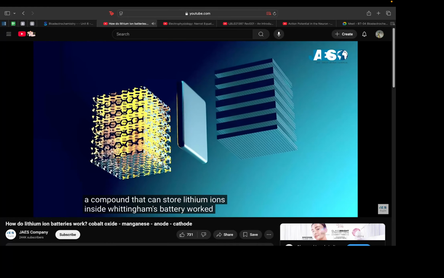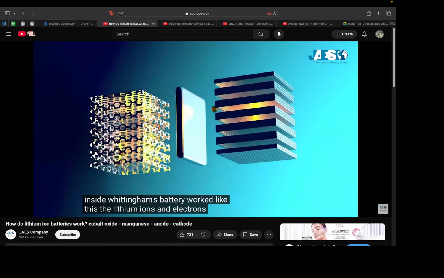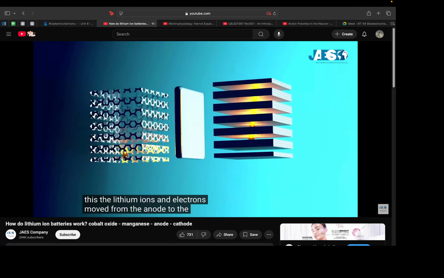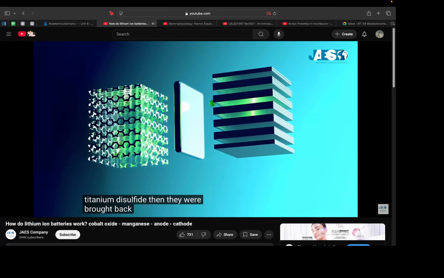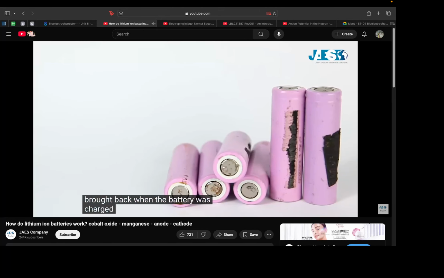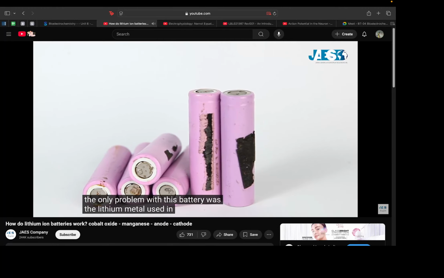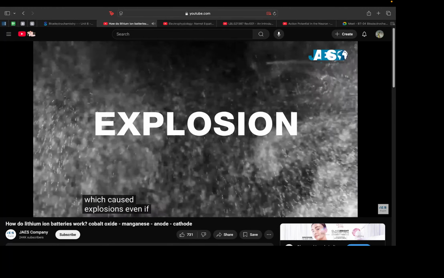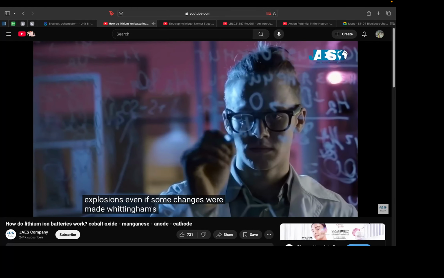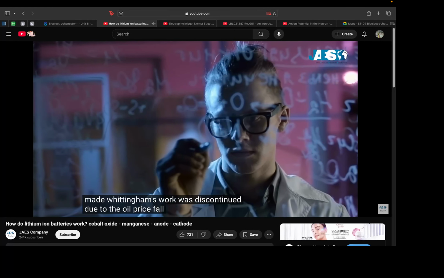Whittingham's battery worked like this. The lithium ions and electrons moved from the anode to the cathode with titanium disulfide. Then they were brought back when the battery was charged. The only problem with this battery was the lithium metal used in the anode, which caused explosions. Even if some changes were made, Whittingham's work was discontinued due to the oil price fall.